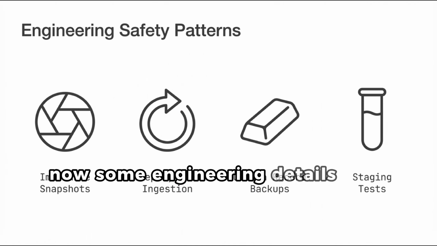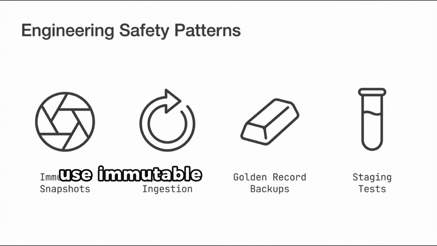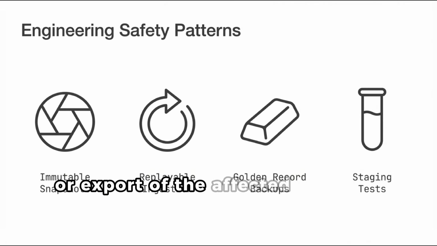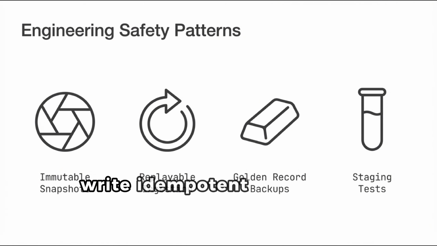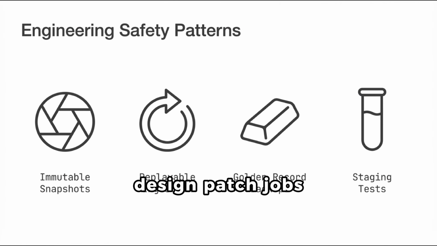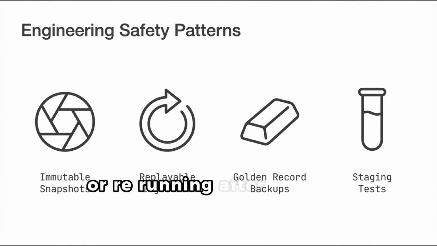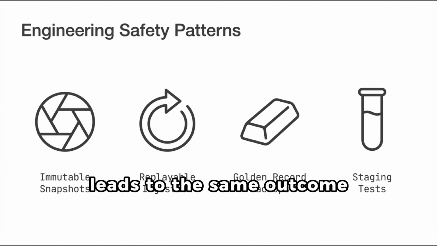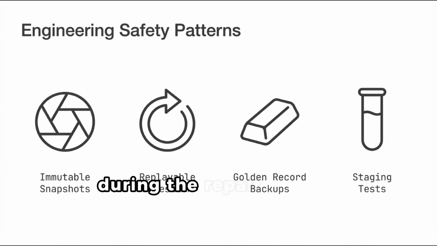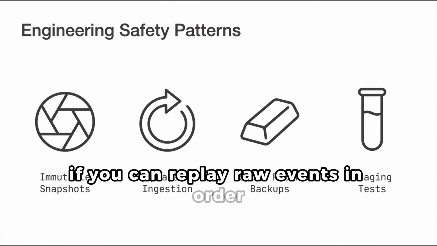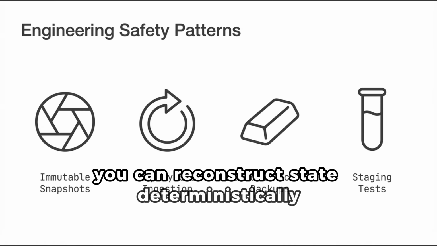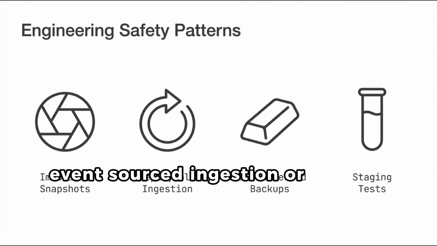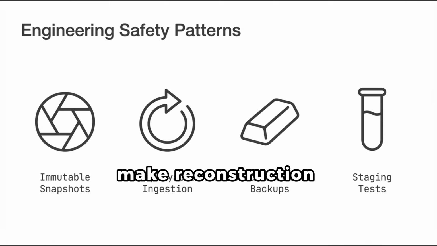Now some engineering details that make repairs safer. Use immutable snapshots. Before any repair, take an immutable snapshot or export of the affected partitions. You'll thank yourself when you need to audit or roll back. Write idempotent repair jobs. Design patch jobs so running them multiple times or rerunning after a failure leads to the same outcome. It reduces accidental corruption during the repair process. Maintain replayable ingestion. If you can replay raw events in order, you can reconstruct state deterministically. Event-sourced ingestion or append-only logs make reconstruction straightforward.